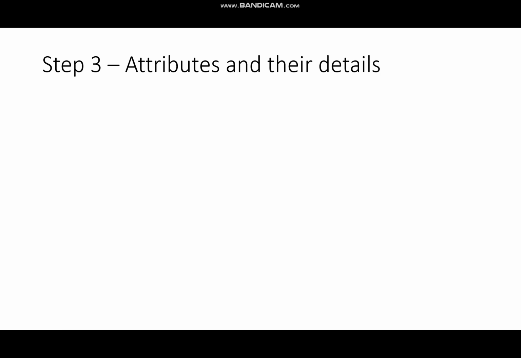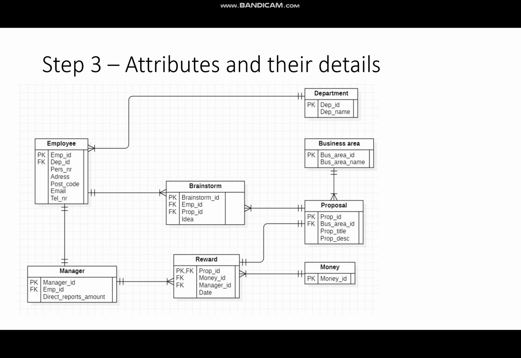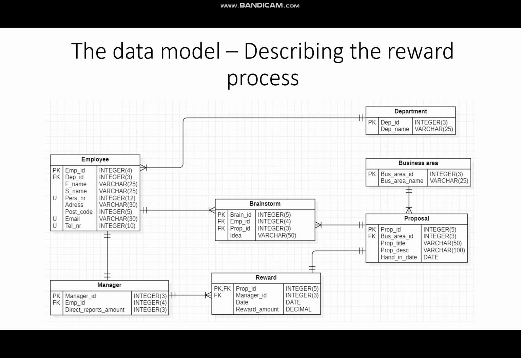Step three is to describe the different objects and their details. So at the moment the model looks, when all connected, like this. But here I would argue that the money object can be seen as a property of the reward, and therefore I can take away this object and add a reward amount attribute to give the same data to the reward table. So now the data model looks like this.